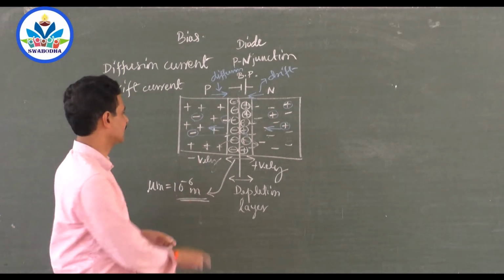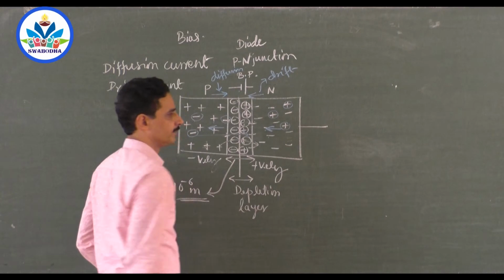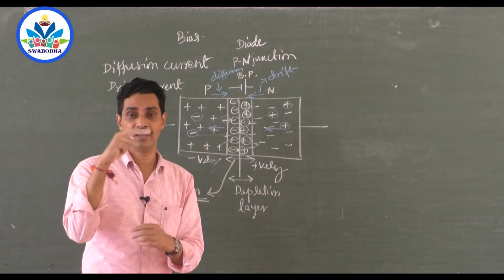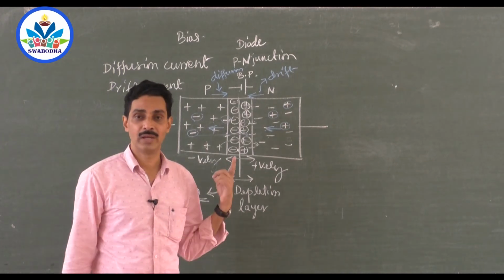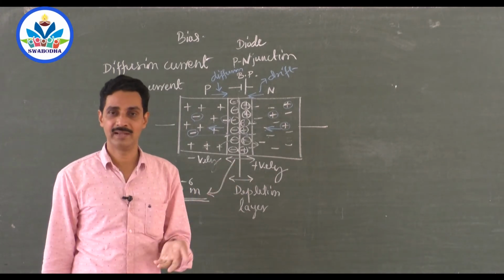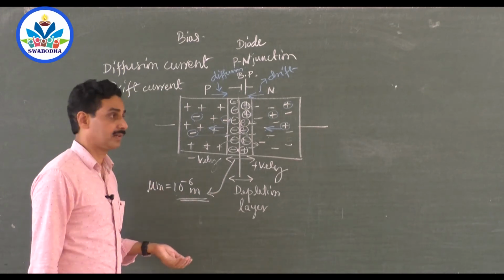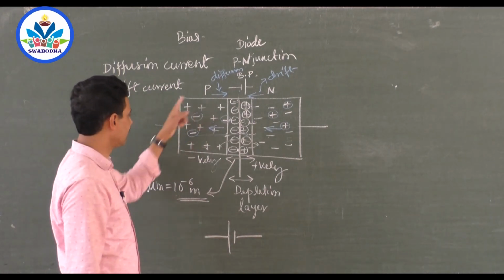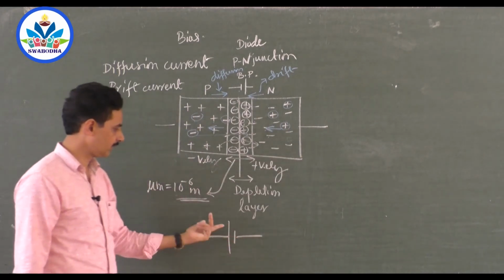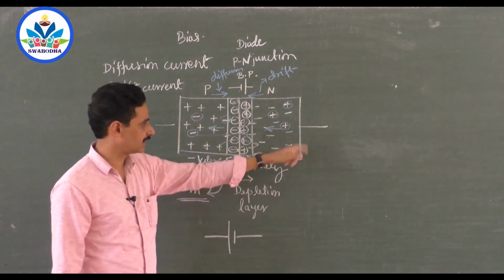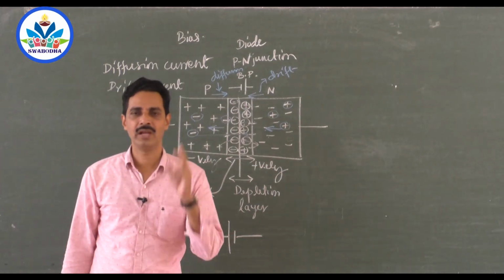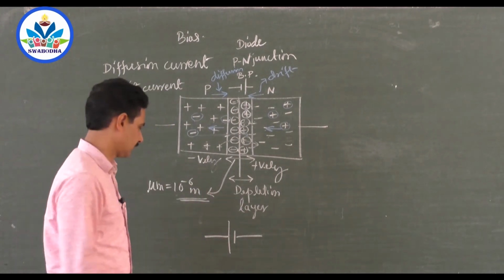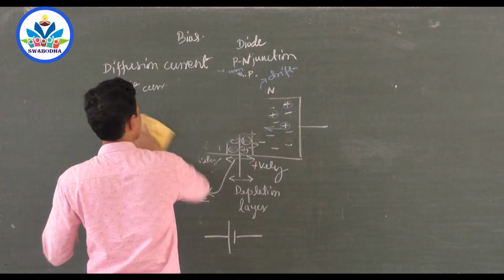So the diode is ready. It has two ends, and the two ends can be connected to the battery, as if you connect the two ends of a plug to a plug key. Which will you connect to the battery? The battery will always have a plus and a minus. Will you connect the P side to the positive and the N side to the negative, or reverse it, P side to the negative and N side to the positive? Depending on that, we have two types of bias, forward bias and reverse bias. Okay, we will see that.